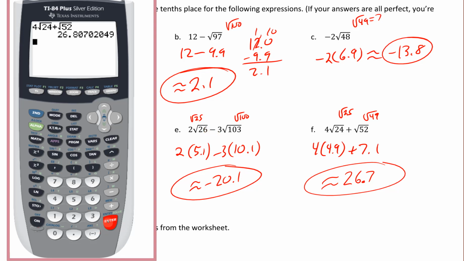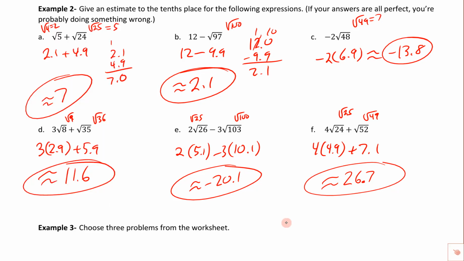Let's take a look at this mess right here. So I'm going to clear this off. We're going to do 2 and then second square root. We're going to do the 26. Again, make sure you use the arrow to hop out from underneath that radical sign. And then minus 3, and then we'll do second square root, 103. And then again, hop out from underneath there. I always like to double check and make sure that it looks exactly like it does on the paper. We're going to hit enter. Negative 20.24, and we got negative 20.1. Much quicker estimate.